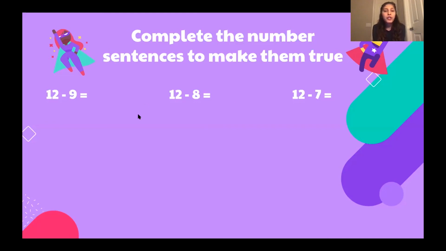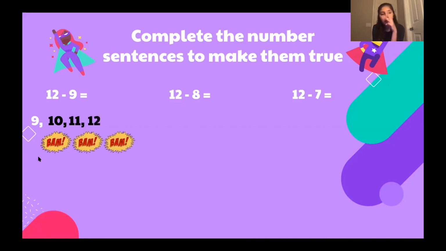Okay, now that you've had time to solve them, let's solve them together. So 12 minus 9 equals, that's the first one we're going to do. We're going to do the count on strategy. So you go 9, 10, 11, 12. So you would have 3 fingers, or you can have 3 drawings. So 1, 2, 3. 12 minus 9 equals 3.